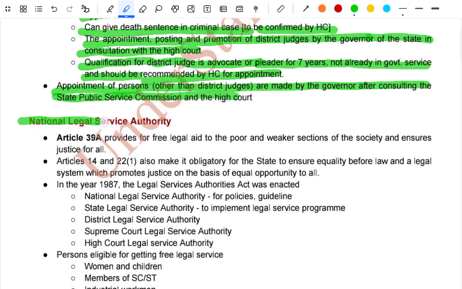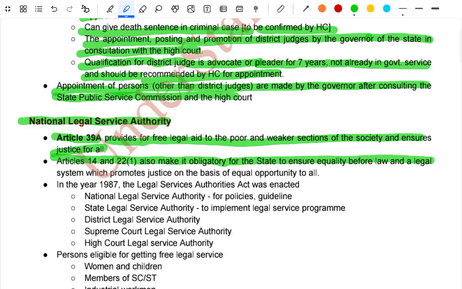The National Legal Services Authority. Article 39A provides for free legal aid to the poor and weaker sections of society and ensures justice for all. Articles 14 and 22(1) also make it obligatory for the state to ensure equality before law and a legal system which promotes justice on the basis of equal opportunity to all.